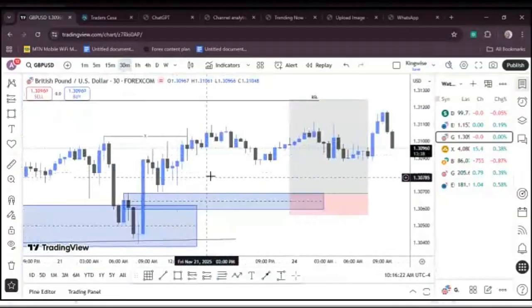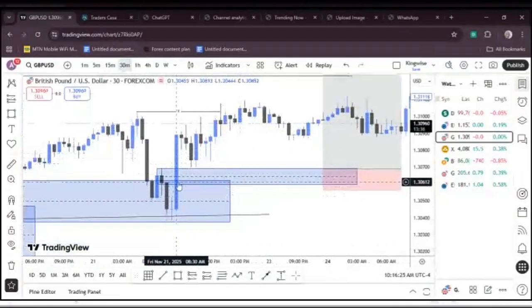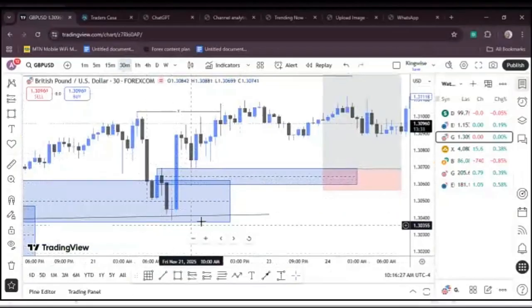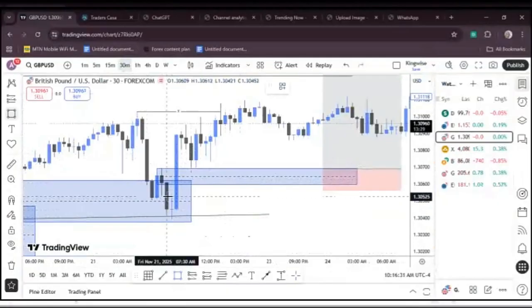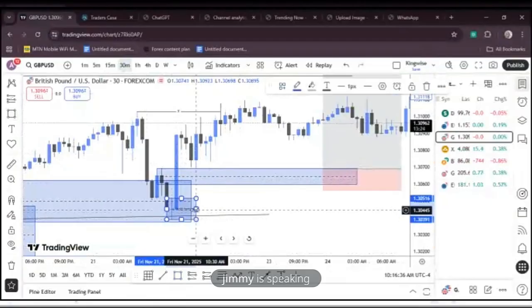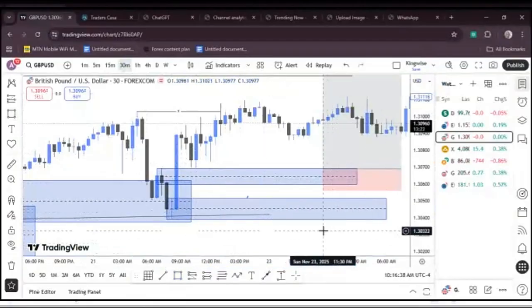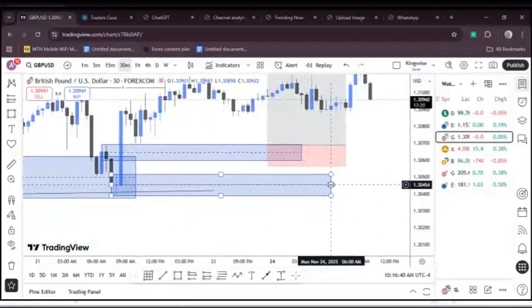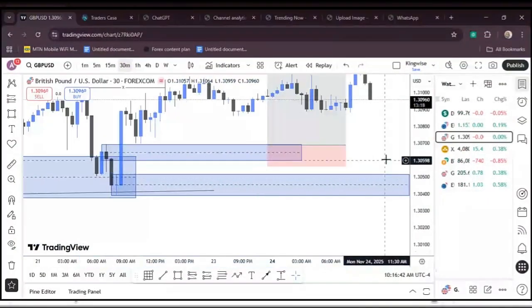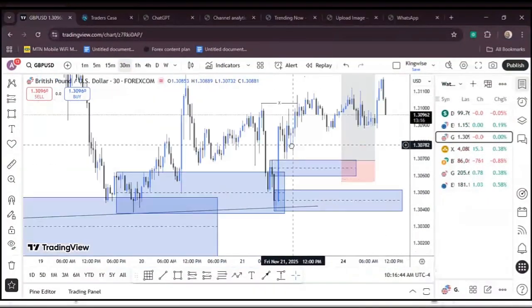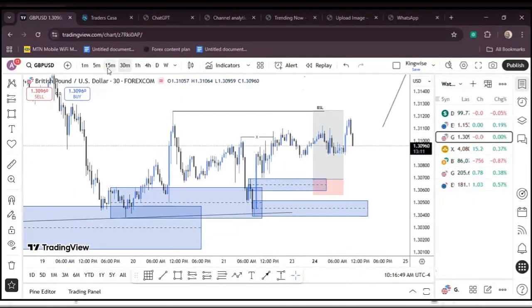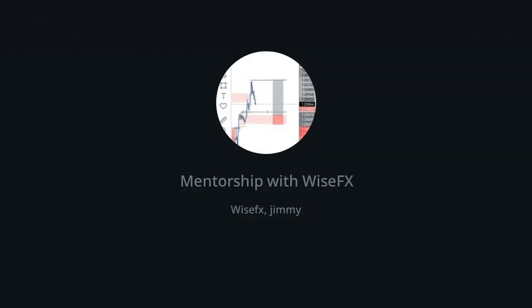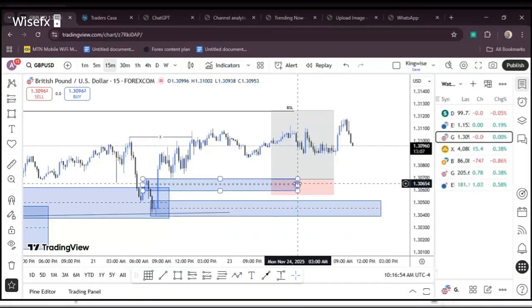I went down to my 30 minutes, and what I can see is this candlestick here. This is a doji candle here. That doji candle makes this the demand zone. But I was not too sure if price was going to come to tap into it. So I went down to my 15 minutes and I saw this candlestick happens to be the breaker block.